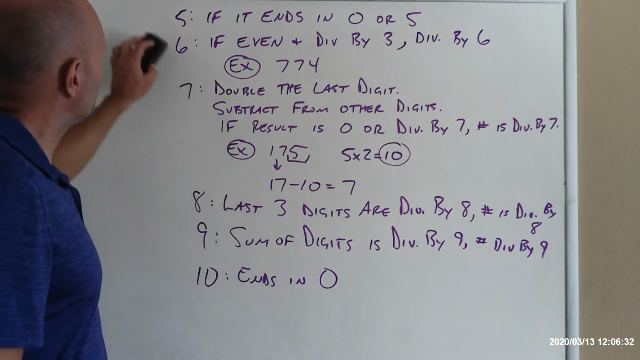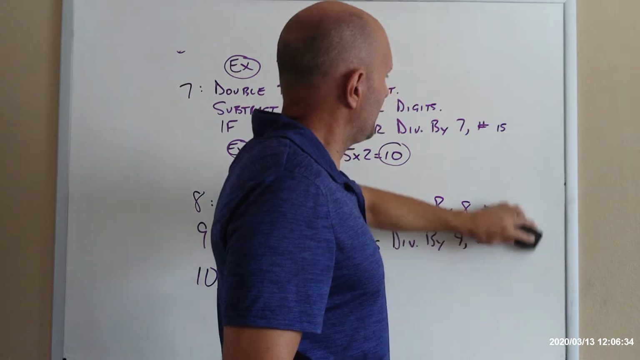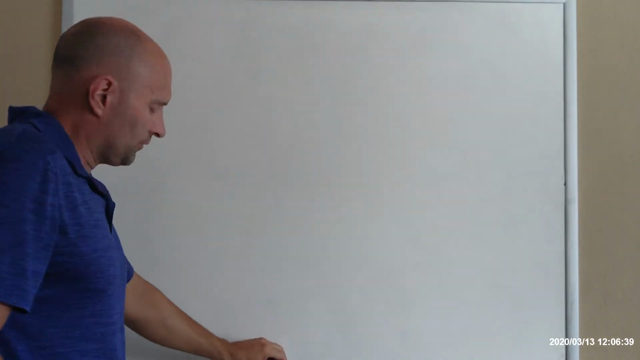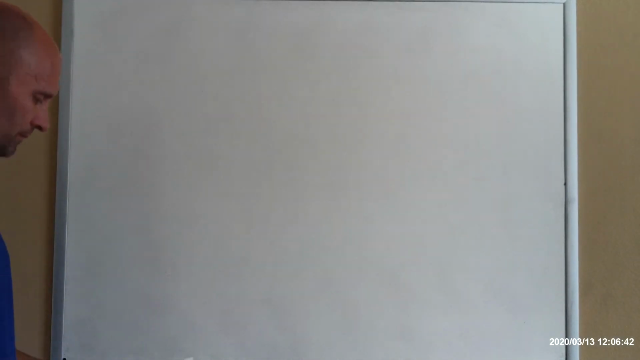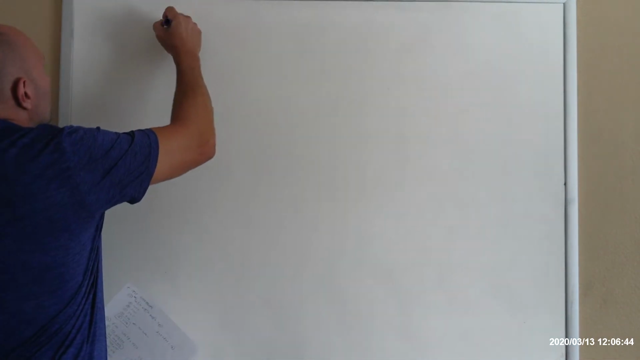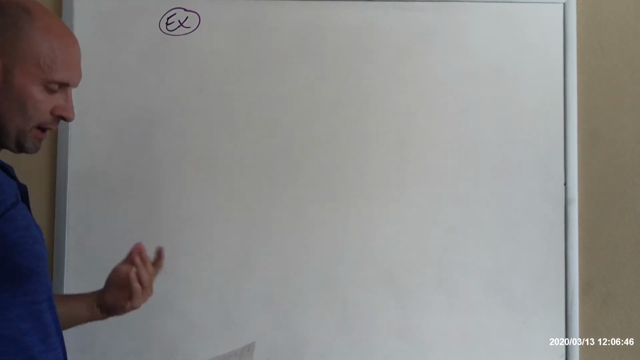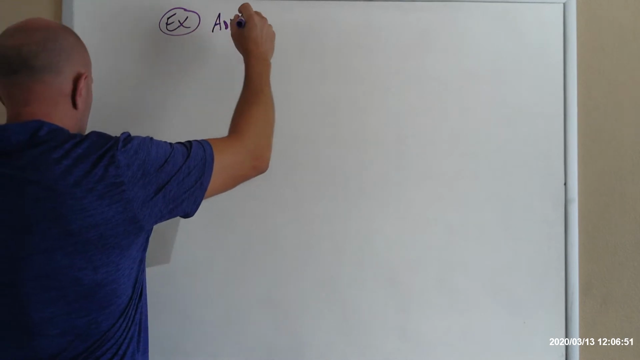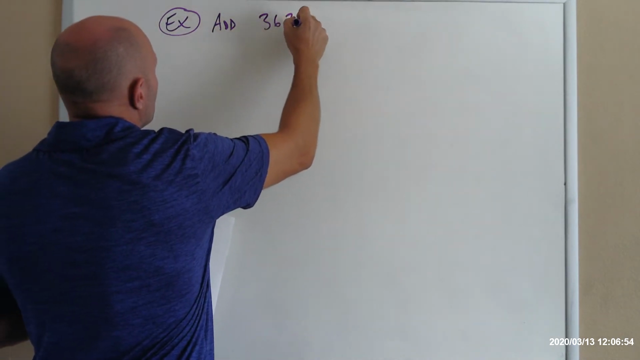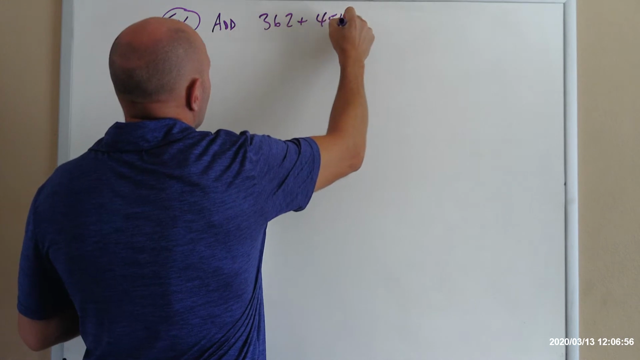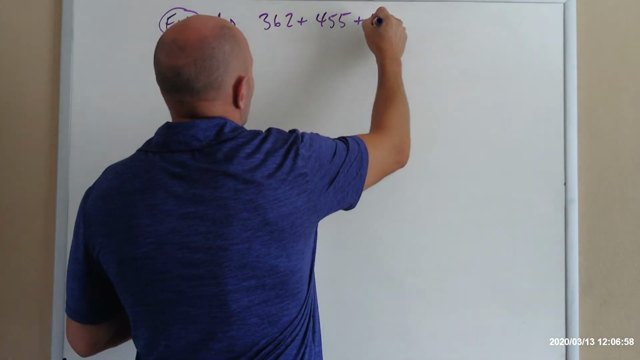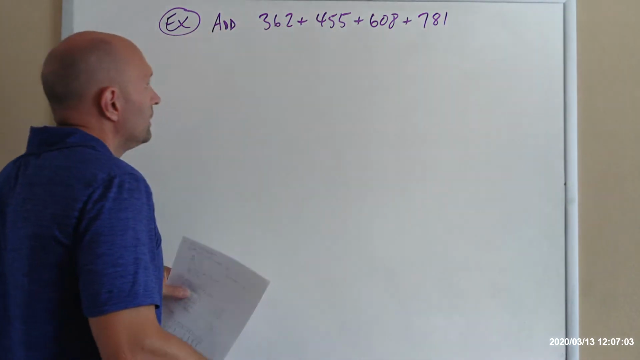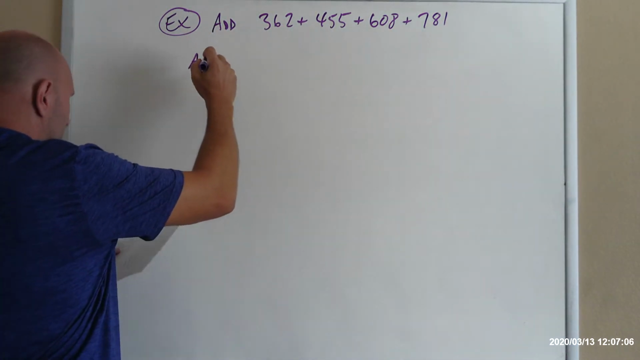All right, now, that's if we have any division problems we have to deal with. Some test strategies for you. So for example, you guys might have an addition problem, and it'll say add 362 plus 455 plus 608 plus 781. It'll be multiple choice, more than likely.